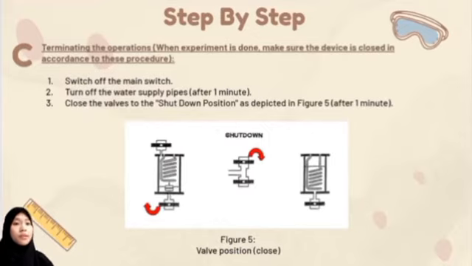Alright, so for step C, terminating the operations. When the experiment is done, make sure the device is shut down in accordance with this procedure. 1C: switch off the main switch. 2: turn off the water supply pipes after 1 minute. 3: close the valve to the shutdown position, as depicted in figure 5, after 1 minute. That's all from me. I will pass to the next presenter.